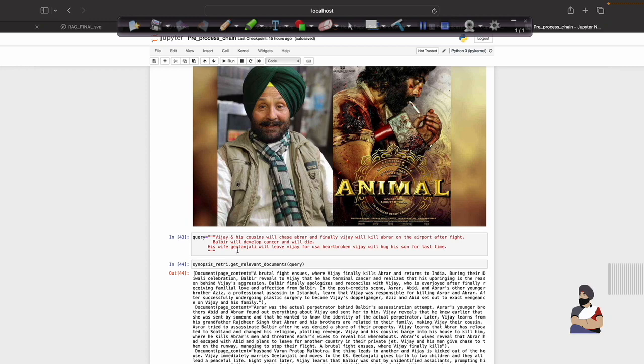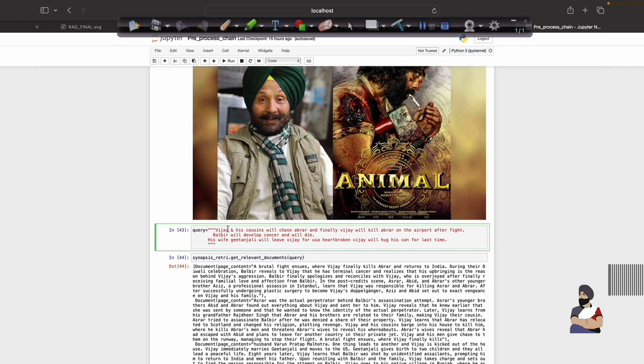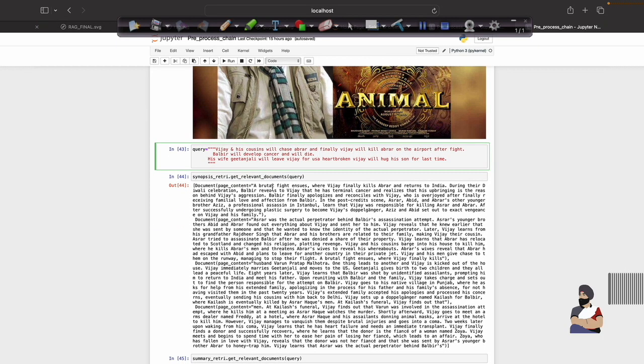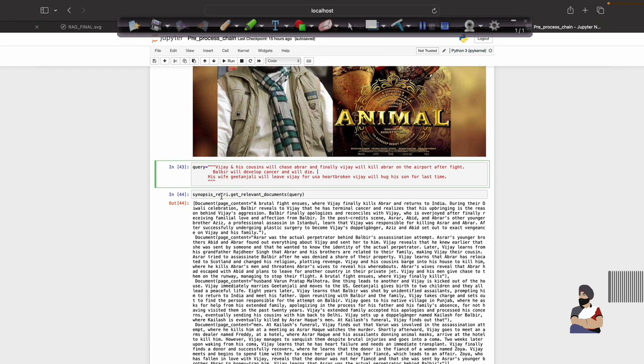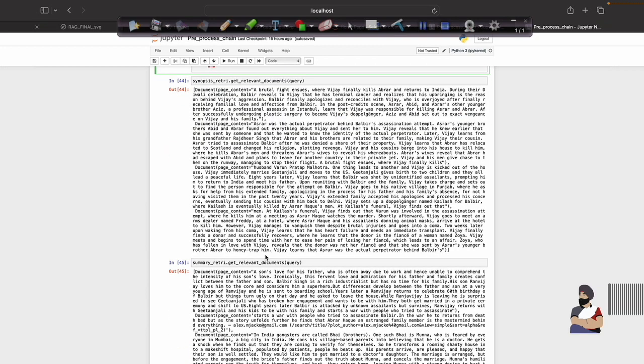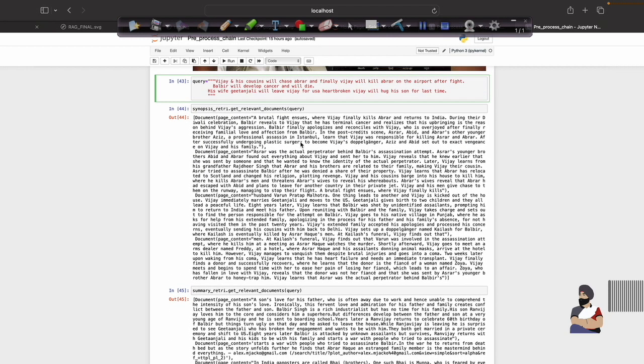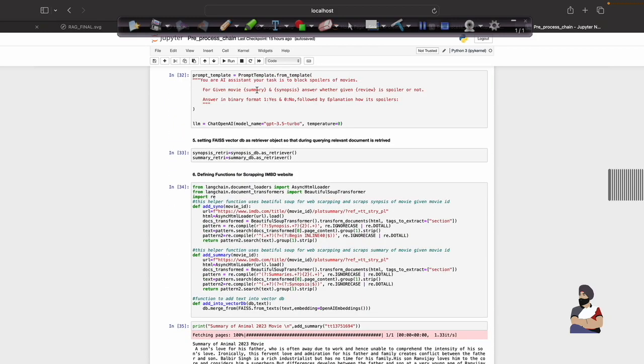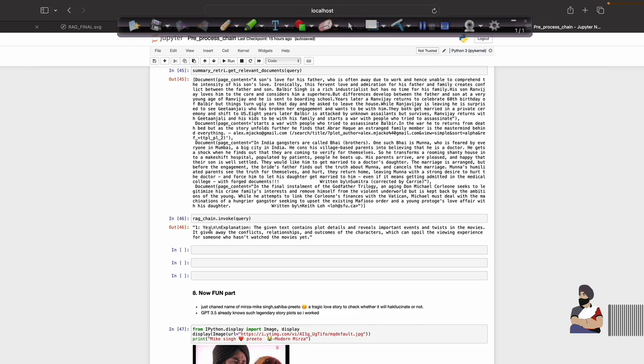Then I am querying this large language model with: Vijay and Balbir's cousin will chase Abrar, and finally, and so on. Basically this is a spoiler based on the events in this movie, and I wrote it to spoil the user experience. Then it will retrieve the text related to this query. The synopsis retriever will retrieve these documents, and the summary retriever will retrieve these documents. Only the document with the highest score will be interpolated over here, and then the query will be invoked. Then it outputs: yes, the given text contains the plot details and reveals the important events and twists in the movie. It gives away the conflicts, relationships, and outcomes of the characters, which can spoil the viewing experience for someone who hasn't watched the movie.